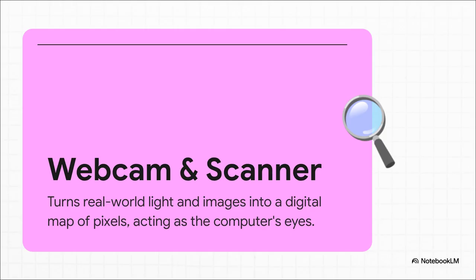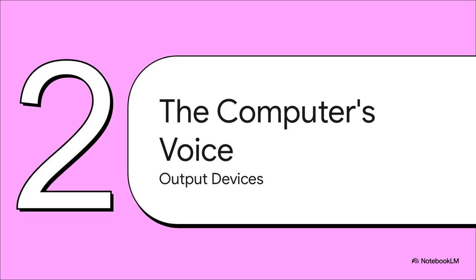And of course, for sight, the computer needs eyes. That's where webcams and scanners come into play. They take in light from the real world and focus it onto a little sensor grid. And that grid, almost instantly, creates a digital map of pixels. Each tiny dot has its own color and brightness, translating our physical world into a picture the machine can actually see.